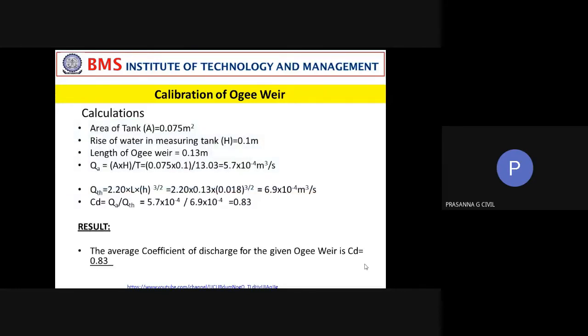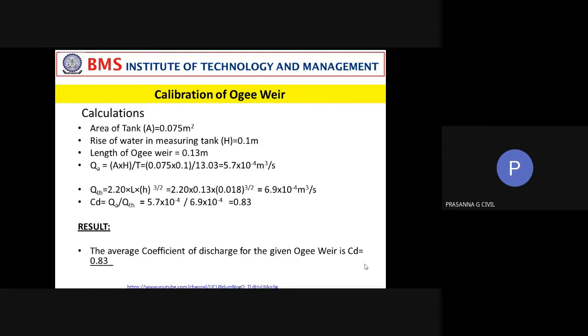Area of the collecting tank is 0.075 meters square. The rise of water in the measuring tank is 0.1 meter. The length of the Ogee measured is 0.13 meters. In Q actual, we have A into H divided by T, area of the collecting tank into 0.1 divided by the time taken, which was taken from the tabular column in the previous slide. And QA is calculated as 5.7 into 10 raised to minus 4.